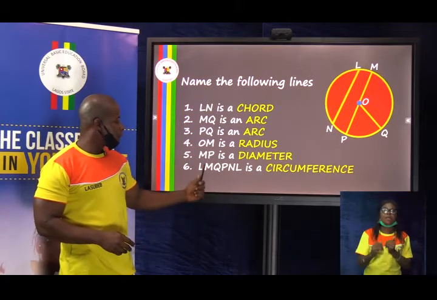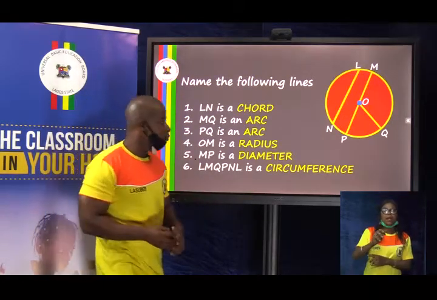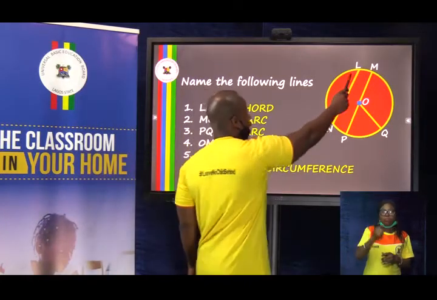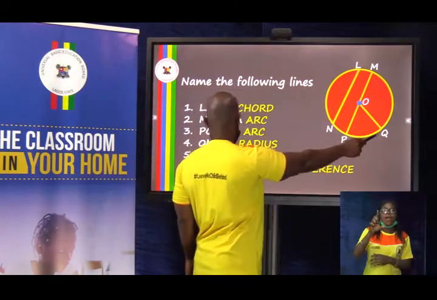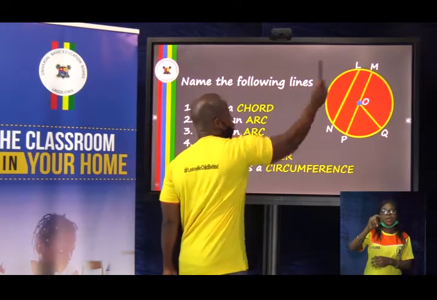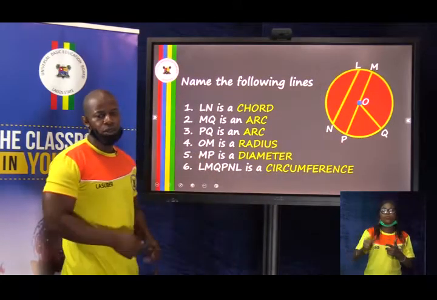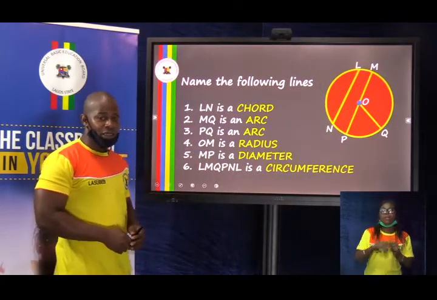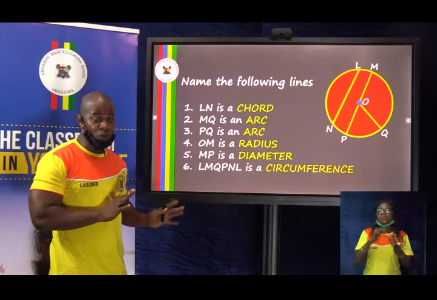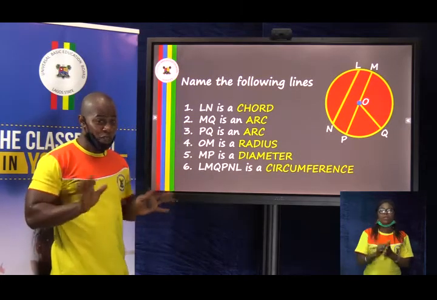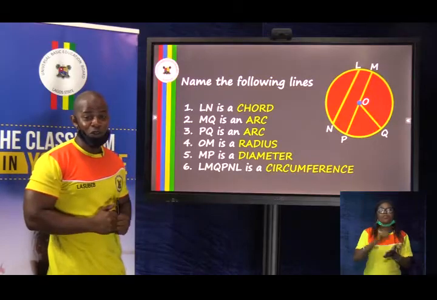Finally, LMQ. Let me trace that for you. LMQ, PN, back to L. That closes everything. And that makes that the circumference of the circle. Now, I believe this was easy peasy for you, and I assume that you got it all. So for that, I'll give you a big chair.